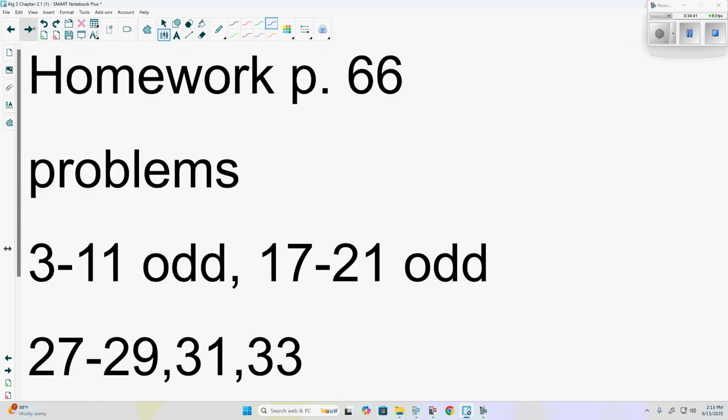Now the assignment here, 3 through 11 odd, 17 through 21 odd, 27 through 29, 31, and 33. The only thing 31 and 33 are going to be our transformations, applying those there. We will be doing those tomorrow, so if you want to start on this, you can go on and start. We've done those before, but if you want to wait till after tomorrow to start those, that's fine too. So 3 through 11 odd, 17 through 21 odd, 27 through 29 all, 31 and 33. And that's it.